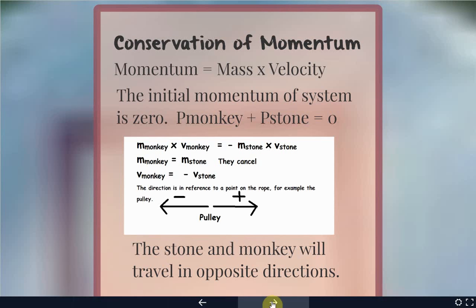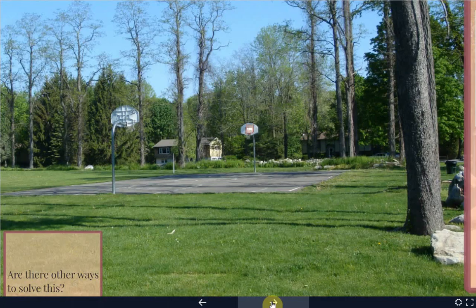So if the stone and the monkey both fall, then that's how it's going to be opposite. And if they move towards the pulley, then that's how it's going to be opposite. It's important to remember we're talking about directions relative to a pulley or pivot point, not up and down. So this is a simpler way to think about this problem.